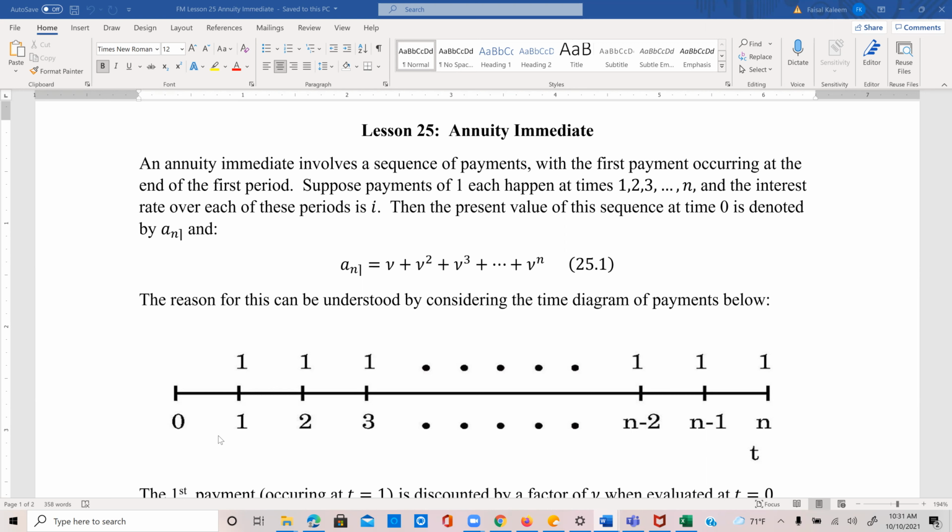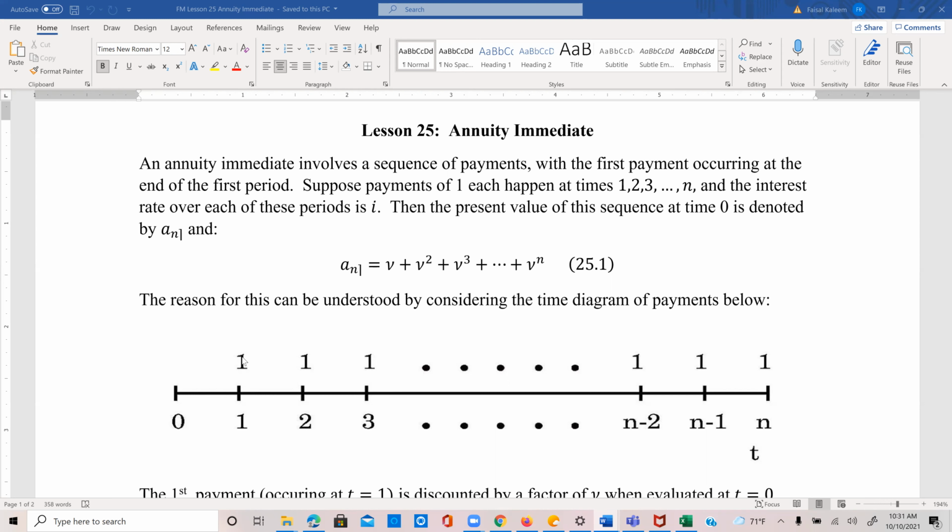The numbers that are written below the line are the times, and the numbers that are written above are the payments, as is the usual convention in the time diagram. And so this is a special kind of annuity where all the payments are one, and the present value of this annuity is denoted by this symbol, and it's calculated by bringing all these payments to time 0. So present value means the value at time 0.